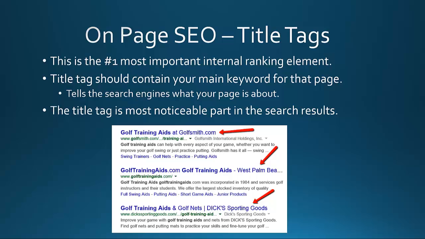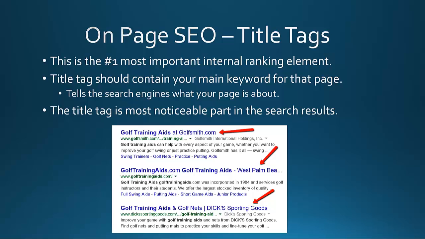The title tag is the most noticeable part in the search results, as you can see from my example here. It is the most noticeable part, what people click on, and if somebody is searching for golf training aids and they see that bolded, they are going to click on it. That's why Google has bolded that phrase, because they want to make it as easy as possible for their users to identify the websites and searches that they've looked for.